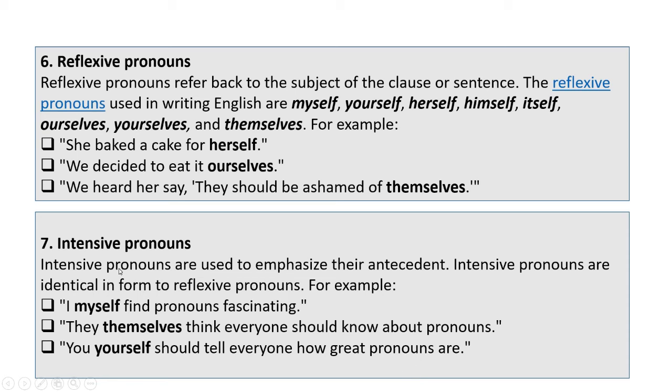So you see that reflexive pronouns and intensive pronouns are the same in form, but the use and the position in the sentence are different. With reflexive pronouns, the yourself, ourselves, and themselves are placed in the object position. And we see that intensive pronouns are used to emphasize their antecedent. Look, the antecedent is I. They emphasize I. Okay.